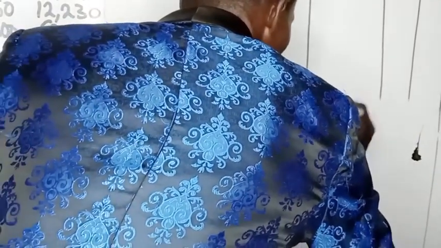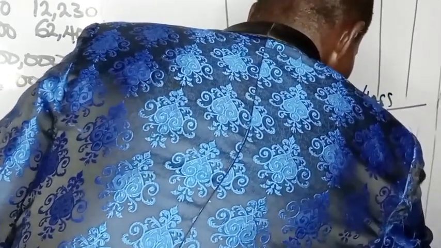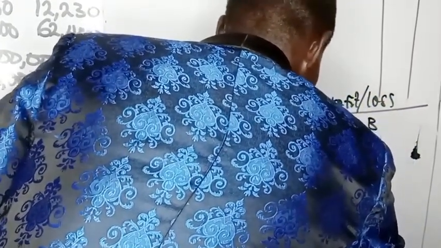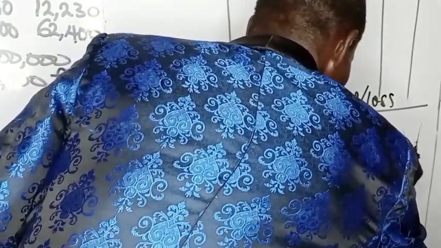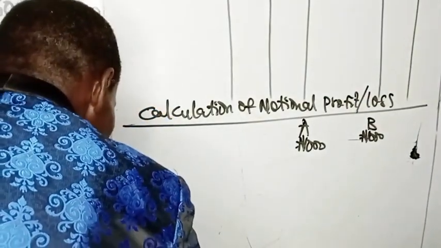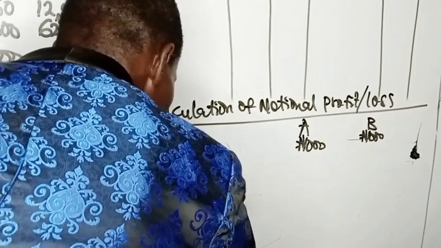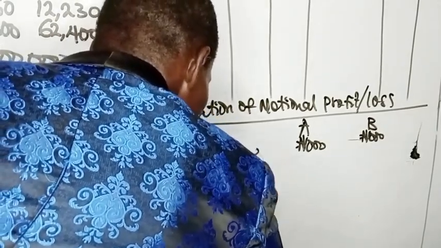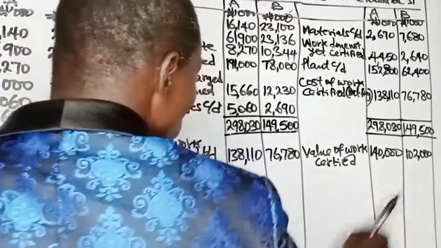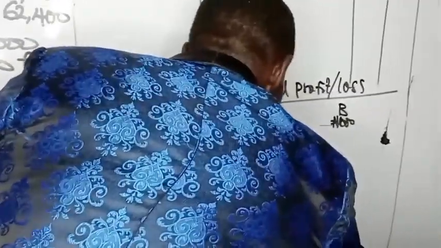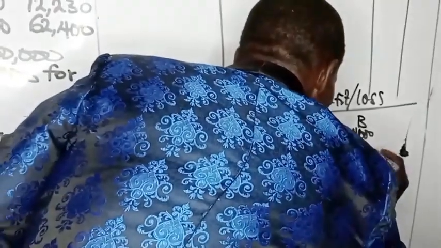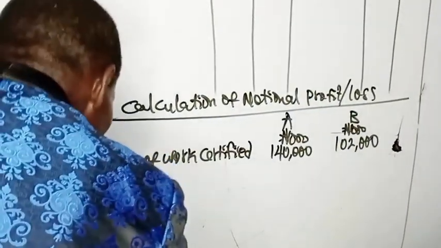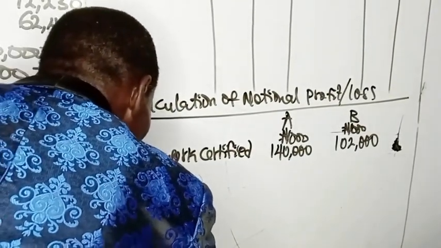Notional profit. Remember, you have two contracts. Notional profits or loss. We have contract B and contract A. Amount in thousand. For each of the contracts, I've told you notional profit is value of work certified. For contract A, the value of work certified is 140,000, while that of contract B is 102,000. From there, you deduct cost of work certified.